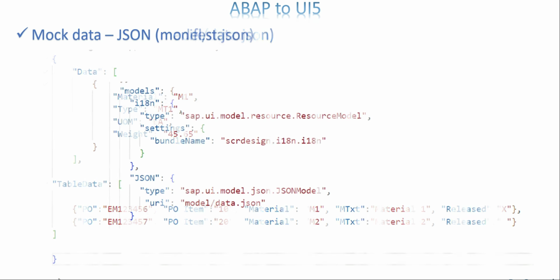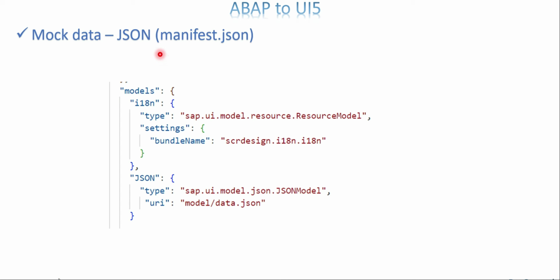And another thing you have to make sure of, normally if it is data, the data source may be an OData service or a JSON file. So whatever it is, that data source is to be declared in the manifest.json file, with a name; you can give whatever name you want, and the type is sap.ui.model.json.JSONModel.